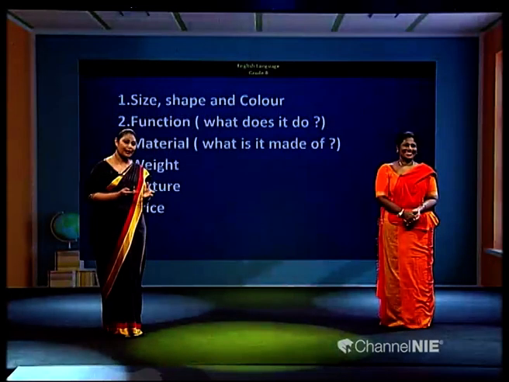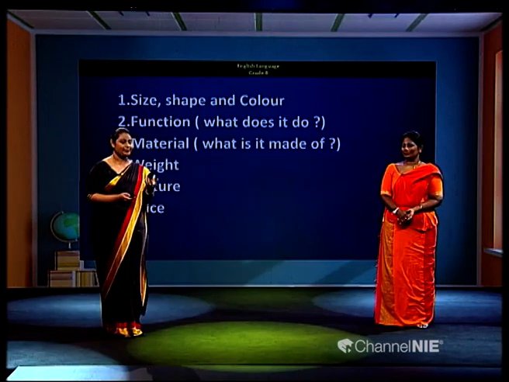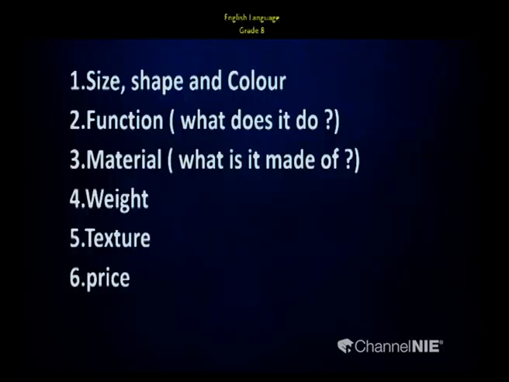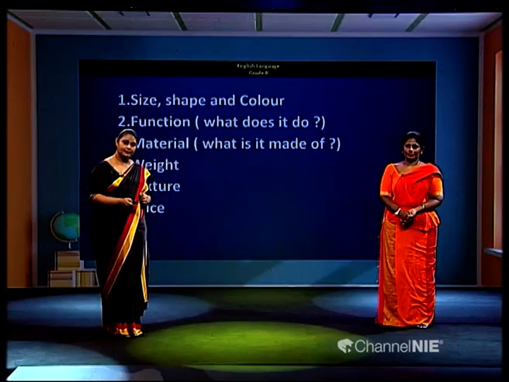So we have to talk about first the size, shape, color, then the function, what does it do, the material, what is it made of, the weight, the texture, the price. If you remember these 6 things, you can nicely, beautifully describe a thing, describe about an object. All right, children, so keep these in your mind. Look at the 6 things that you have to remember in your mind. All right, children, now this is there in your mind. Let's go to the next one.